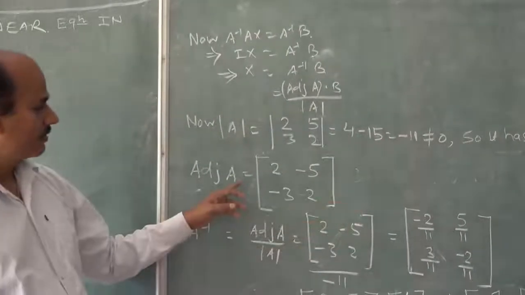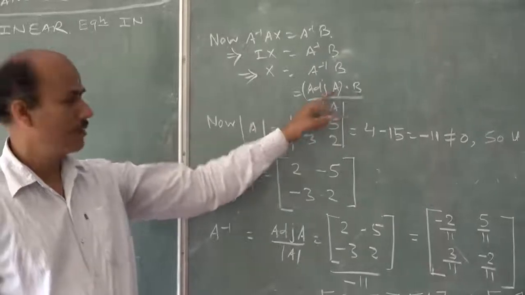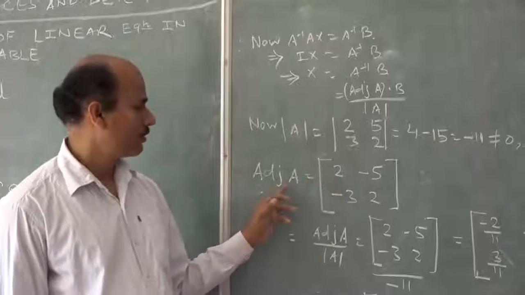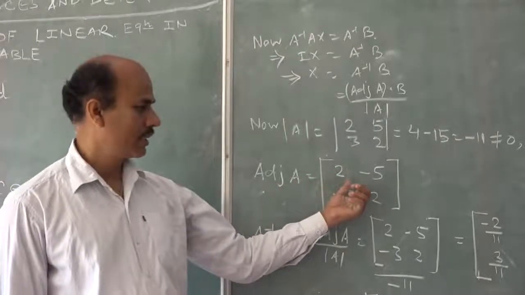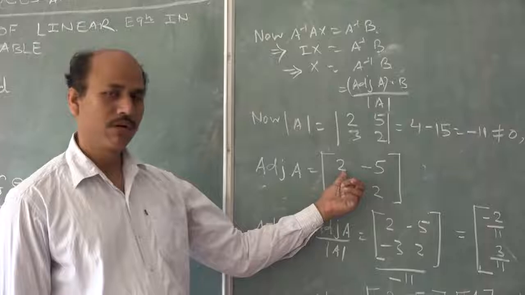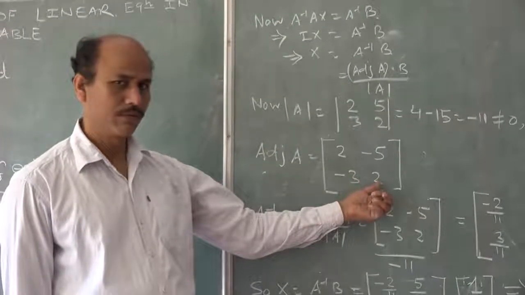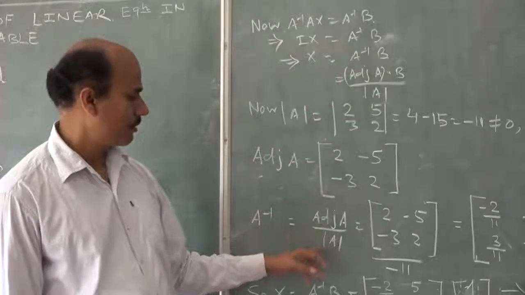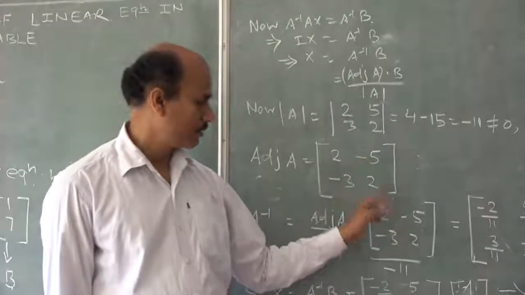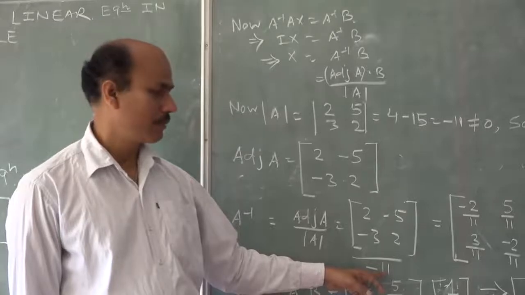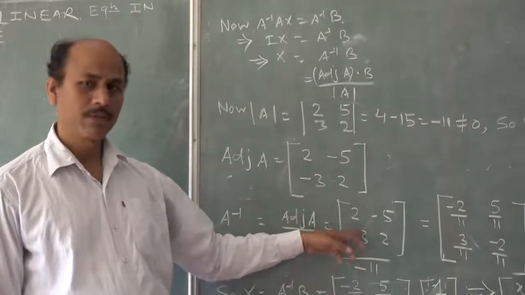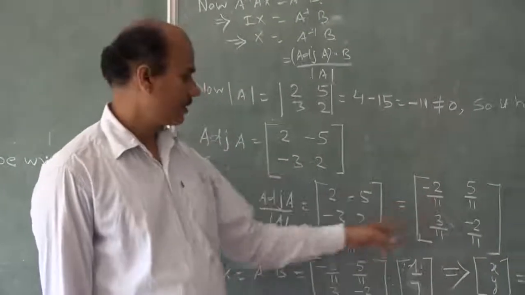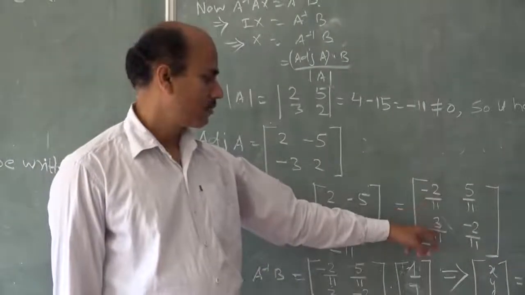Now after getting that, next thing we have to find out adjoint of A. So adjoint of A, you all know the cofactor method of finding it. So use it and try to find. I already got it, and the adjoint of that matrix A will be equal to 2, minus 5, minus 3 and 2. Next we have to find A inverse. That A inverse means adjoint of A upon determinant of A. So I have written adjoint of A divided by the determinant value, that is minus 11, and then used the concept of scalar multiplication of a matrix, and due to that you will get this matrix.